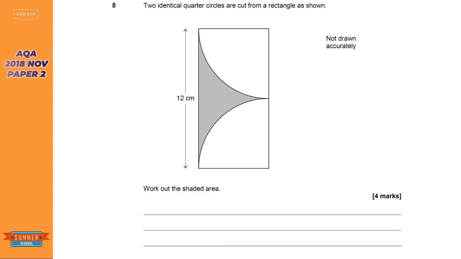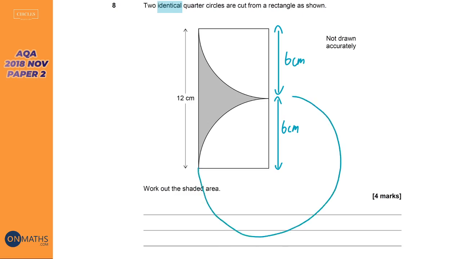First thing to notice in this question is it says that the two quarter circles are identical, which means the first thing we can do on this diagram is understand that the distance here is going to be 6 centimeters, and the distance here is also going to be 6 centimeters, so we can just halve it. Now, why is that important? Well, if I drew in the full circle here, then you'll notice that 6 centimeters is the radius of that circle, so the radius is 6 centimeters.